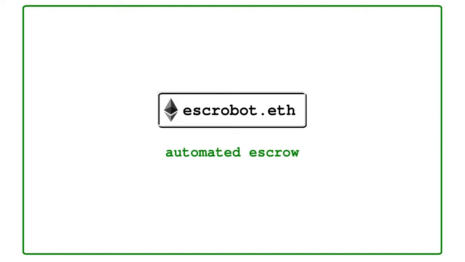Escrobot is a smart contract on the Ethereum blockchain and has the name escrobot.eth. It is a pure virtual robot that provides simple automated escrow service to anyone.